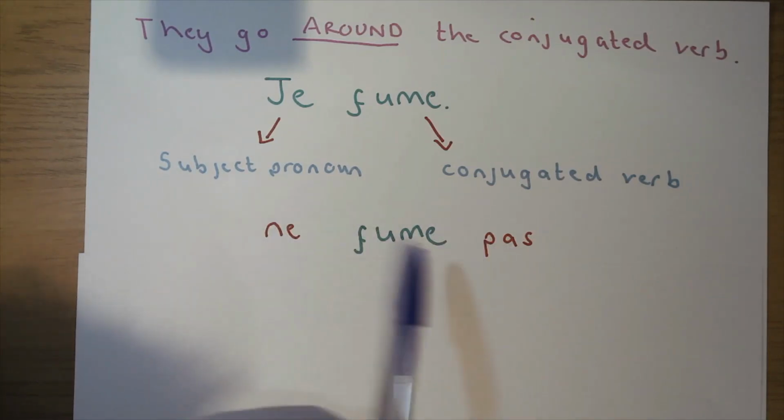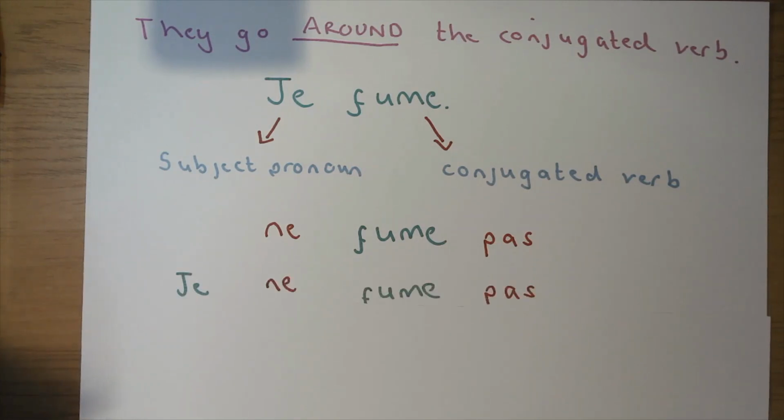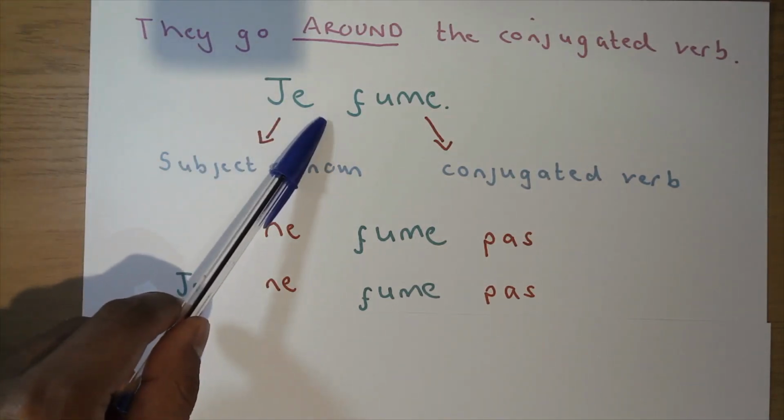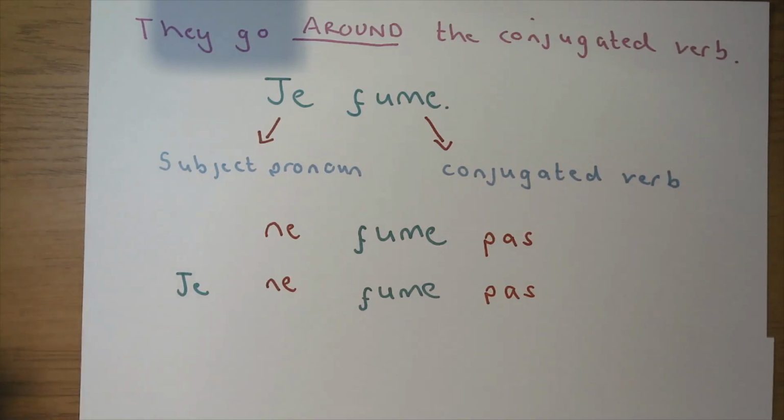So I've built around the conjugated verb. I then need to add my detail, of course, which is je, and je ne fume pas is my complete sentence. So that has gone from je fume, I smoke, to now je ne fume pas, which is I do not smoke. Just be careful when forming, in that you always build around the conjugated verb.